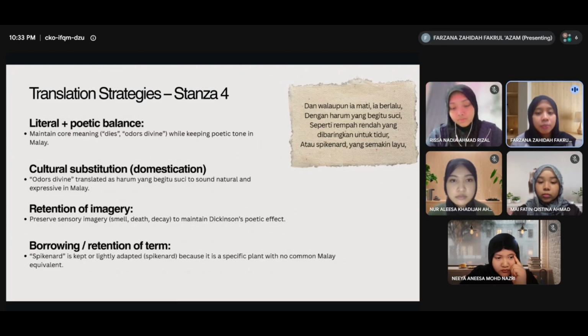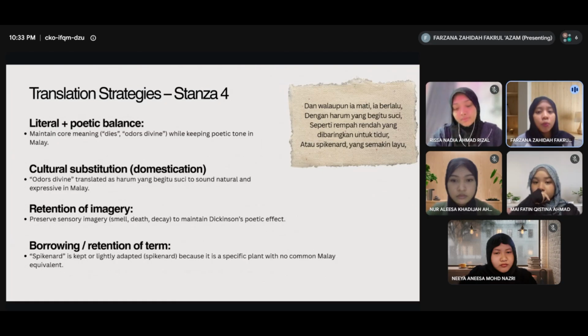Then there is retention of imagery. This is where the visual and sensory ideas from the original text are maintained. The sense of death being peaceful and fragrant is preserved through phrases like "haruman yang begitu suci" and "terlena," which keep the gentle and calm mood of the stanza.